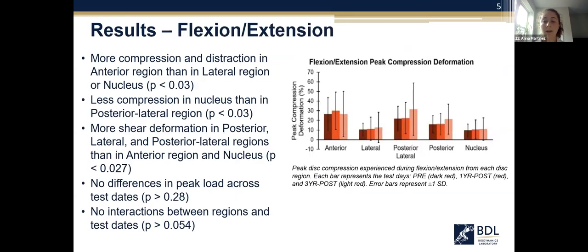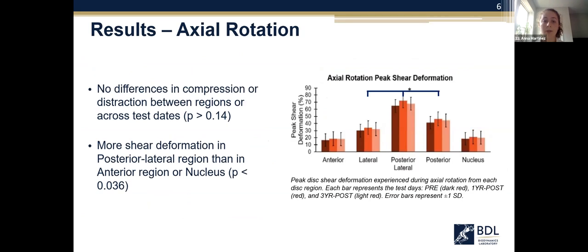During flexion extension, the anterior region always underwent more compression and distraction than the lateral and nucleus regions, while the nucleus region underwent less compression than the posterior lateral region. Shear deformation was greater in the posterior, lateral, and posterior lateral regions than in the anterior and nucleus regions. There were no differences in peak compression, distraction, and shear deformation across test dates, nor were there any interactions between regions and test dates. During axial rotation, there were no differences in compression or distraction between regions or across test dates. Shear deformation was greater in the posterior lateral region than in the anterior and nucleus regions.